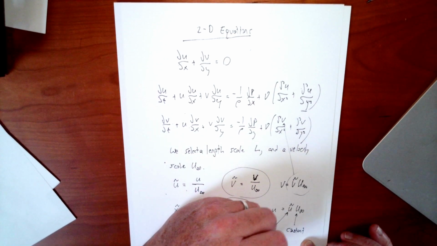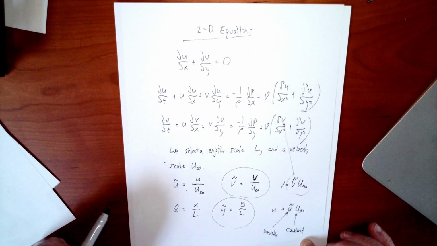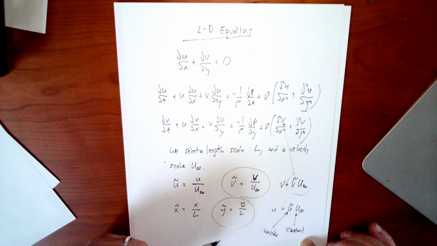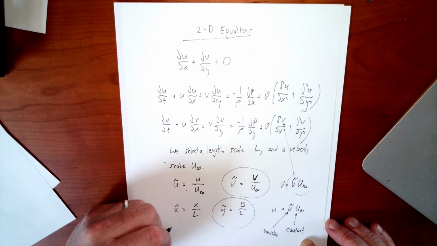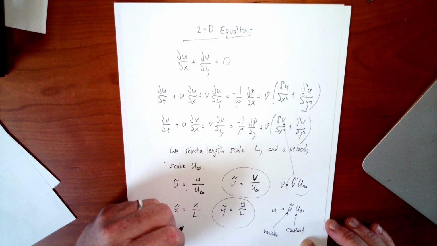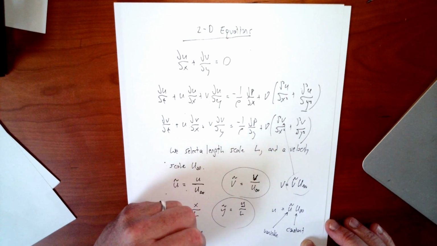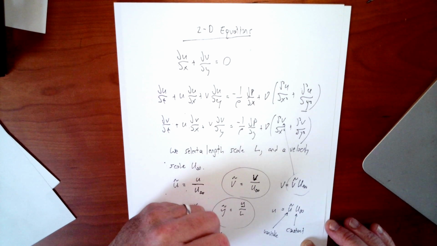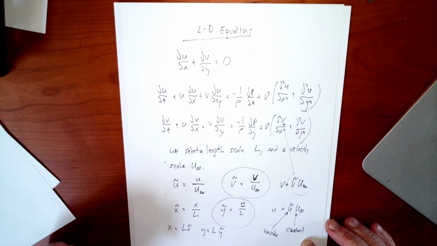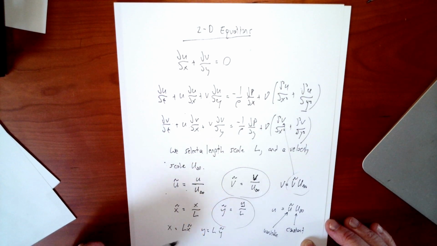So this matters because we want to put these things into derivatives. And if it's in a derivative, then if it's a constant, I can pull it out. And if it's not a constant, I cannot. Similarly, my x here is going to be L times x tilde, and my y is going to be L times y tilde. So those are all my scales that I'm going to start plugging into my equations.